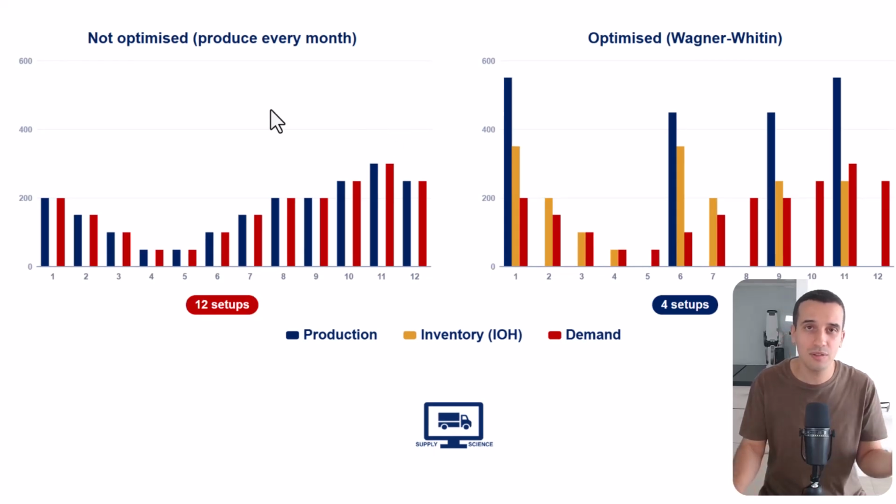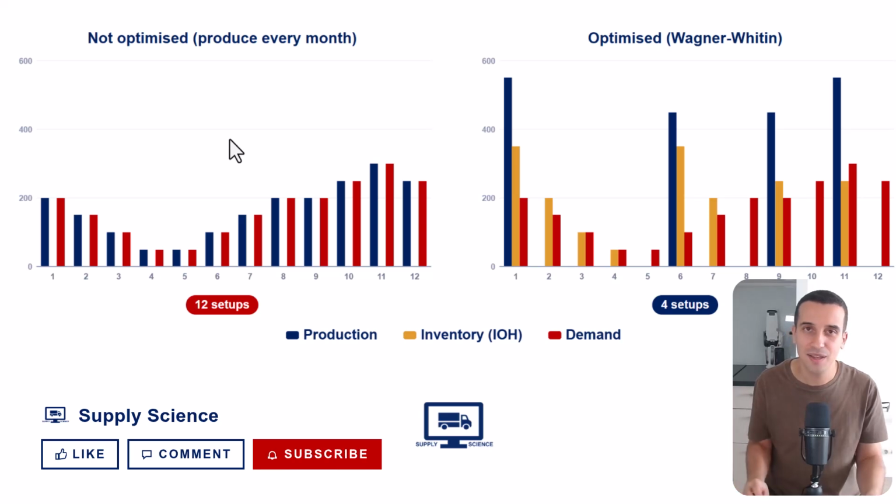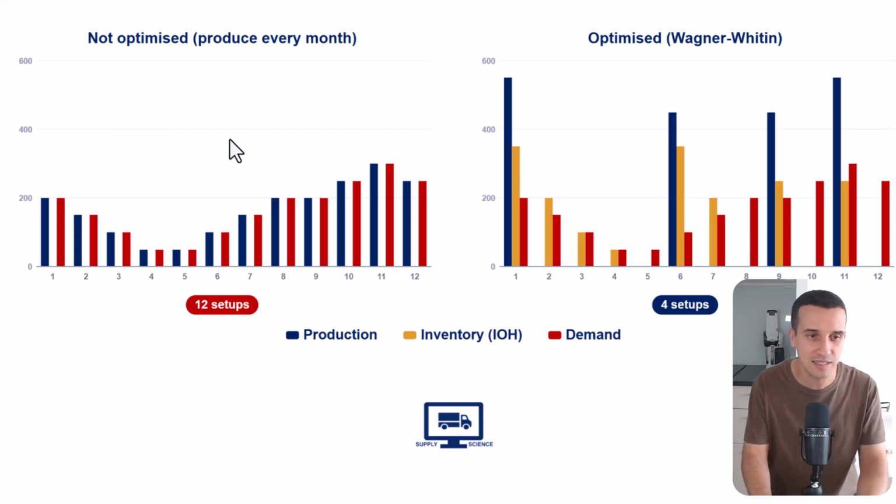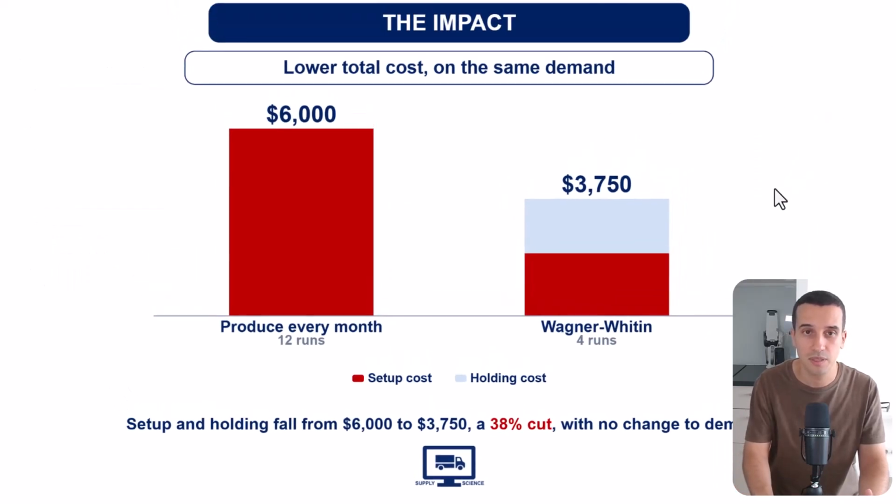So on the left, you have, I would say, the CFO planning, where basically the CFO tells you, I don't want to have any inventory, so produce exactly the quantity needed. So you have 12 different setups. So your setup cost is exploding, but you don't have inventory. And here you have the optimized version where you only produce 4 different months. So the first month, then the 6th month, the 9th month, and the 11th month. And the impact is huge.